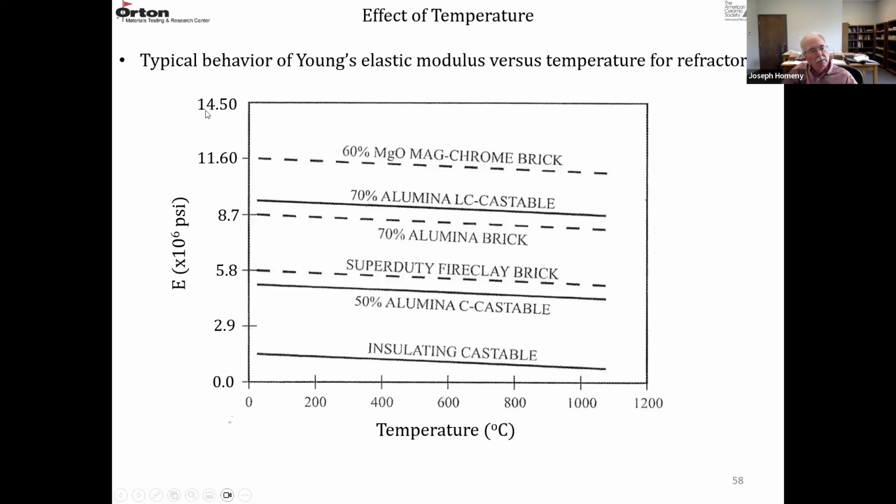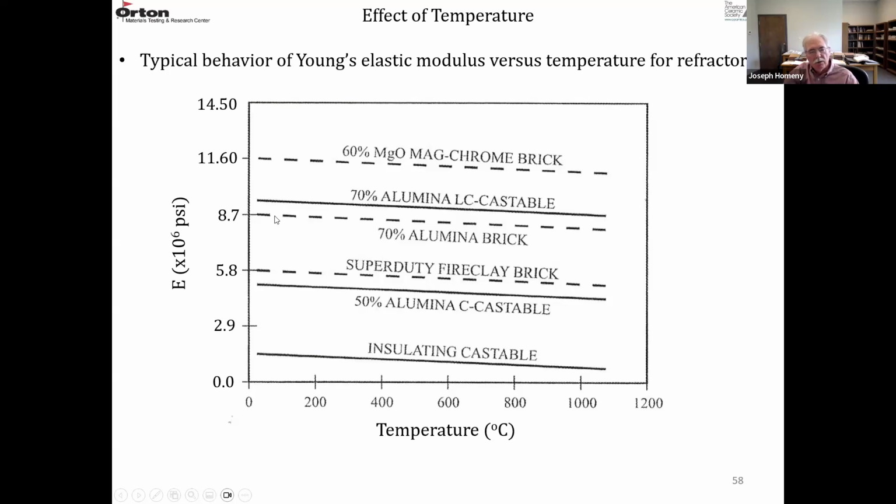So if you plot Young's elastic modulus versus temperature, so this is E from 0 to about 15 million psi versus temperature from about 0 to 1,100 degrees C. This is a 60% MgO matte chrome brick. This is a 70% alumina low cement castable, 70% alumina brick, a Super Duty brick, a 50% alumina castable containing carbon, and an insulating castable.